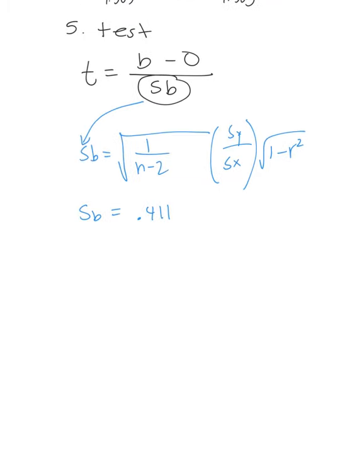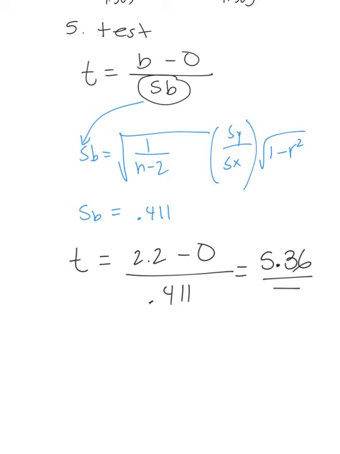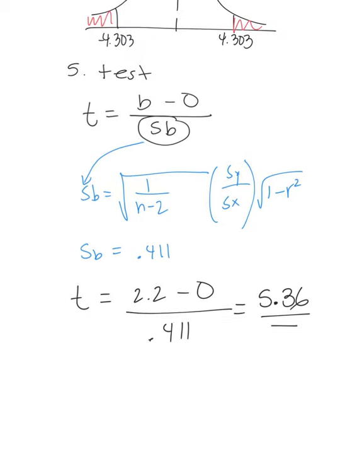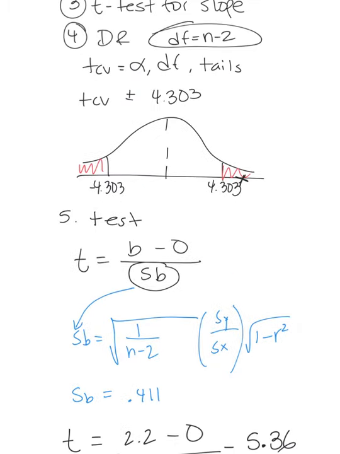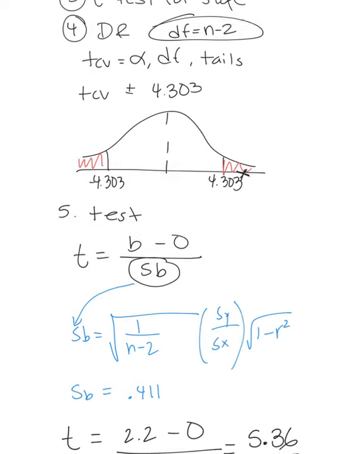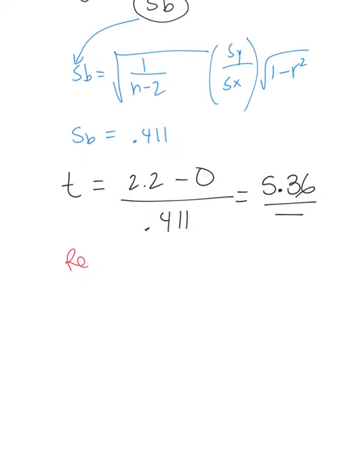Now finally, to do our test and see if we reject or fail to reject the null. Our b, our slope, was 2.2, minus 0, divided by 0.411, and that's going to equal 5.36, which is actually just coincidentally very similar to the t-statistic for our correlation coefficient. That does not always occur, but in that case, if we compare that to our rejection regions, just like before, we find that we will reject the null.